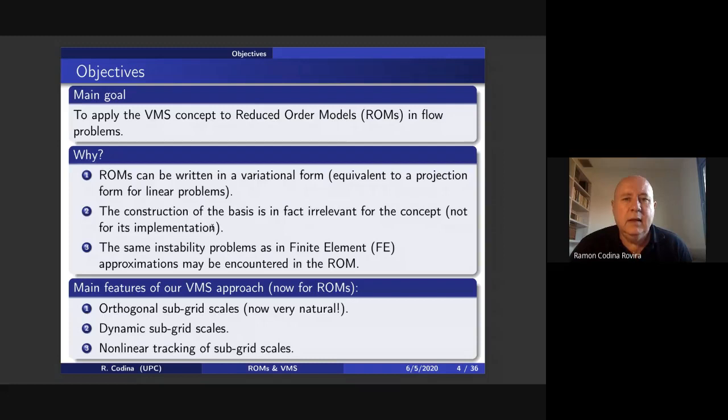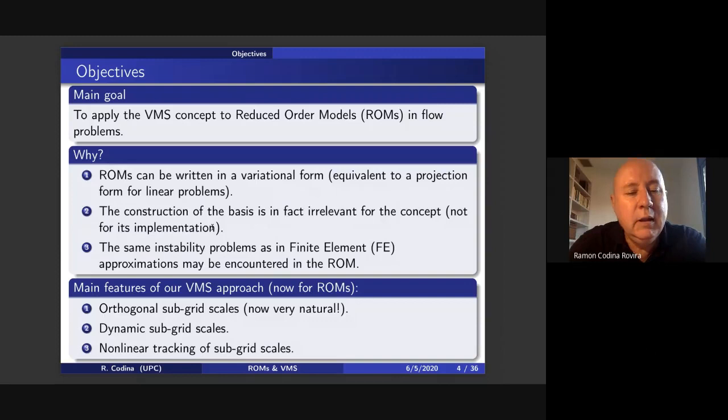Why? Well, the reason is quite simple. Reduced order models can be written in a variational form. So they are in fact variational problems that are discretized somehow. That's equivalent to projection, but I prefer to look at them as variational problems. And variational problems that have a certain very particular way to construct the basis of the space where you are going to seek the solution. So that's the only difference from the conceptual point of view between finite elements and reduced order models in general. So we have a different basis, but that is in fact irrelevant from the conceptual point of view. Of course, it's not for the implementation and not for the results that you get.